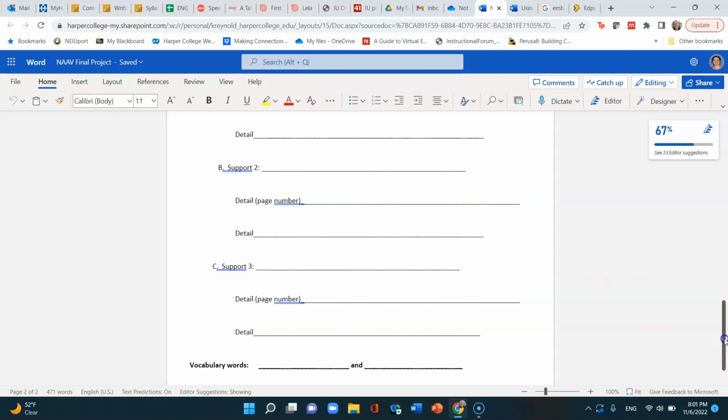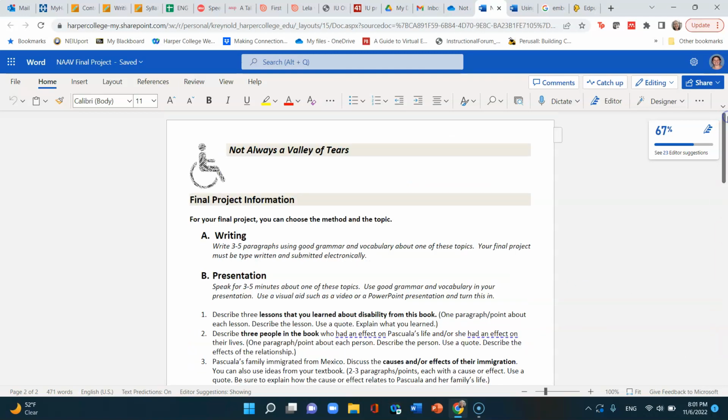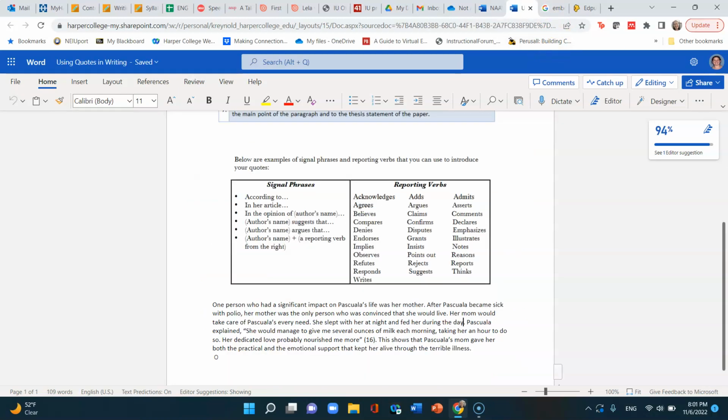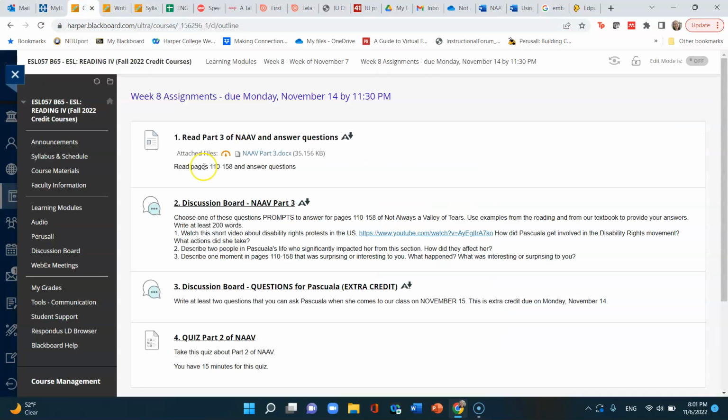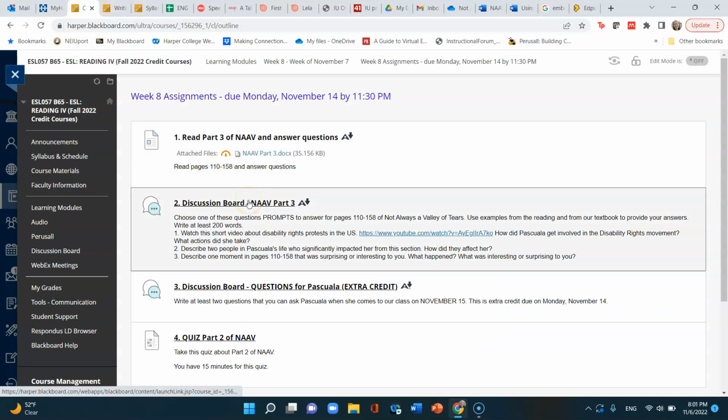Okay, so I will provide more information for you about this on the 15th when we have class again, and you'll still have enough time to do a lot of work on this before it's due. But for now I just want to introduce this to you, and I want you to use the using quotes information when you are writing your discussion board. So you have a discussion board post for number 2, okay?